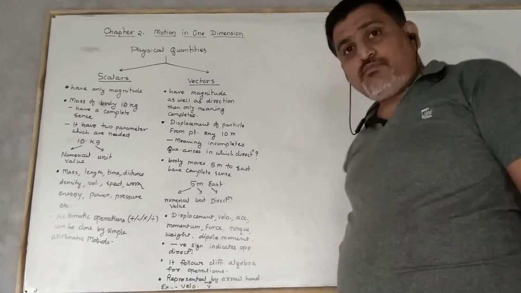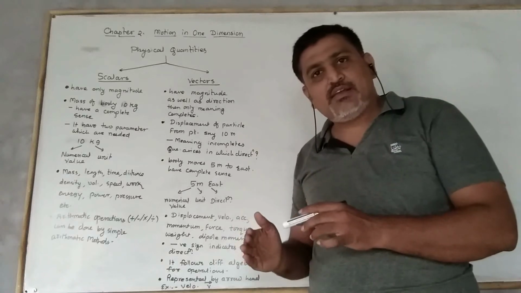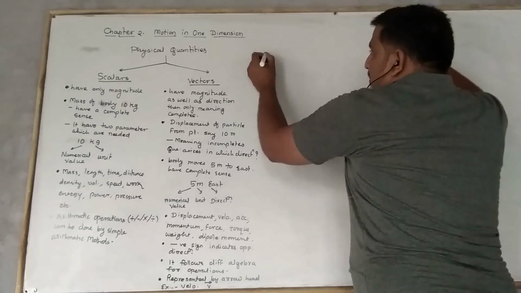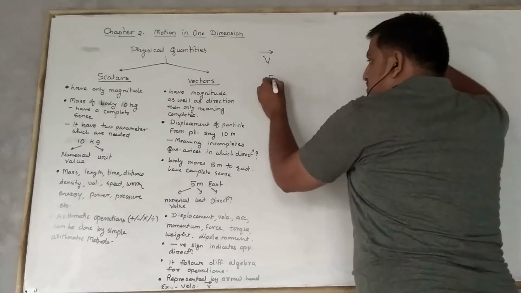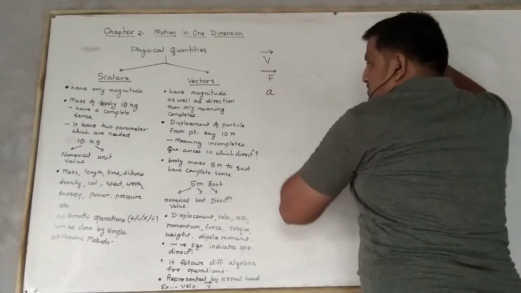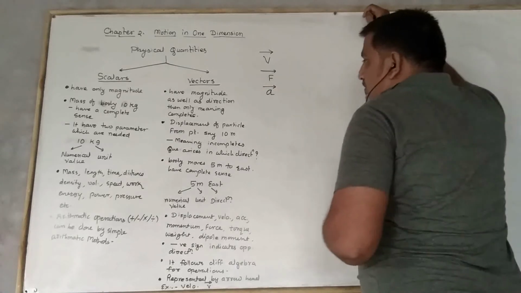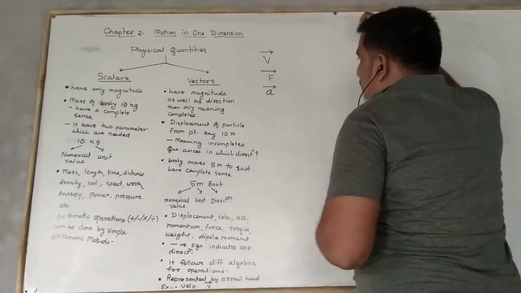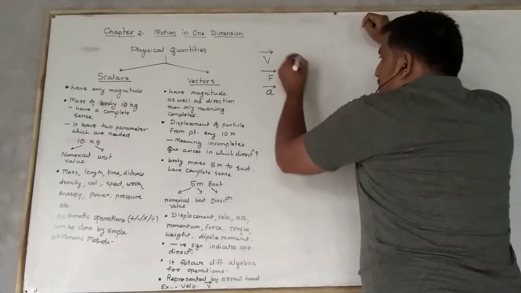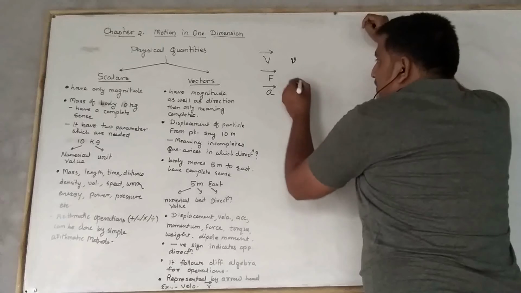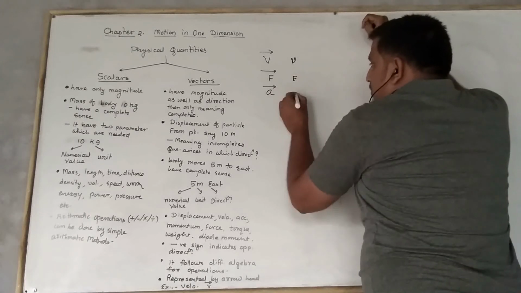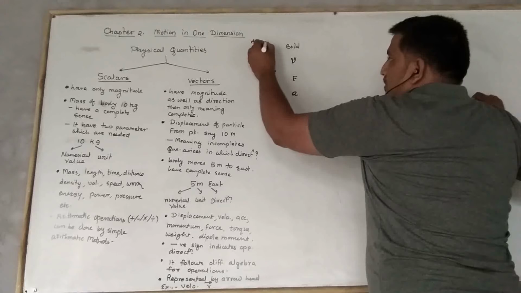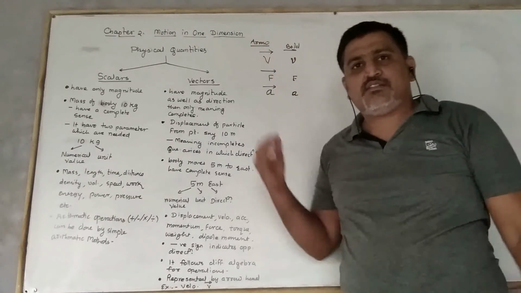Now, how to represent? These physical quantities are represented by arrow-headed data. If I say about the velocity, then velocity denoted by V and arrow over it. If I say about force, F, arrow over it. Acceleration, small a, arrow over it. So in all these quantities we can see that this is the representation of vectors. Either you can write like this or in bold small letters. So either arrowhead or bold. This is how we can represent these quantities.